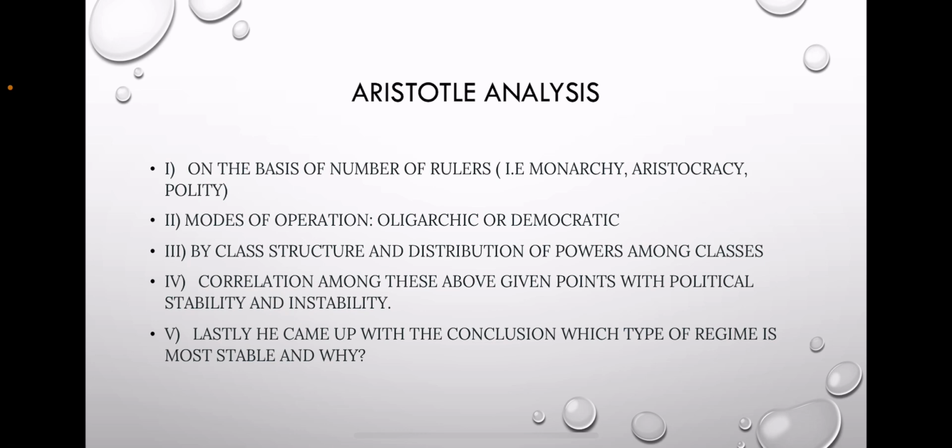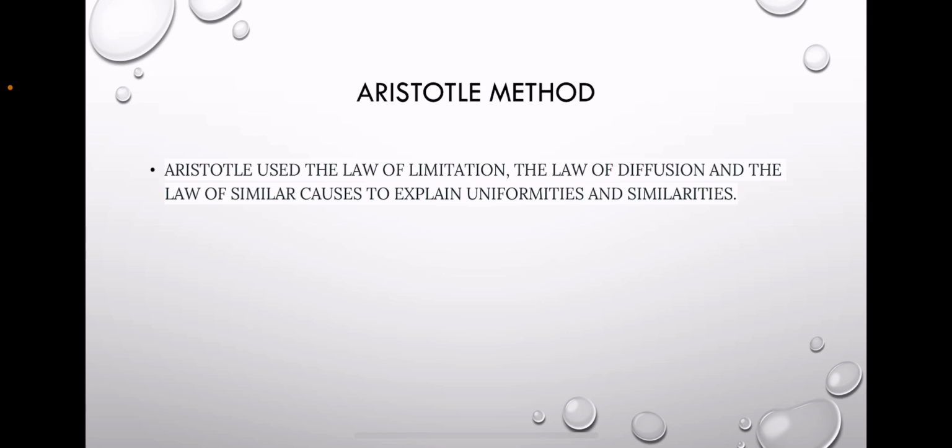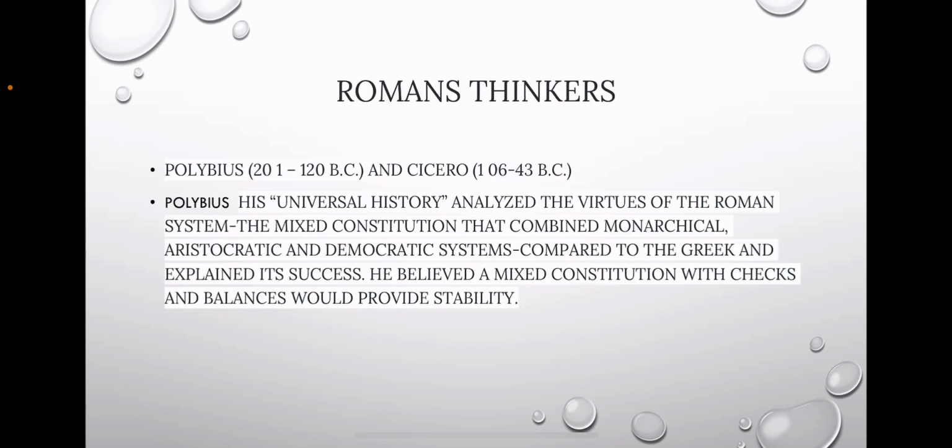Aristotle used the law of limitation, the law of diffusion, and the law of similar causes to explain uniformities and similarities. These Aristotelian categories were acknowledged and taken up by the Roman thinkers as well. The Aristotelian method has certain limitations, but he gave a very important example and set an example in this era. Now the Roman thinkers.